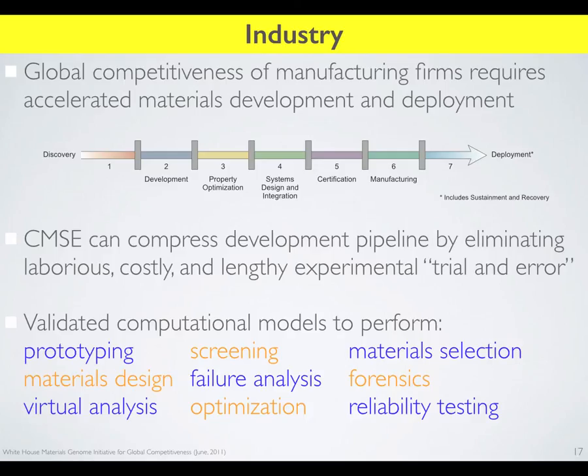For example, in the property optimization chunk of this pipeline, perhaps we can use computational tools to accelerate this optimization of properties, to do high throughput screening of different alloys, different mixtures, different biomolecules, to give you materials with the properties that you desire. One way to think about a niche that CMSE can occupy is to compress this pipeline by eliminating laborious, costly experimental trial and error and doing a lot of this work on the computer. Of course, that doesn't mean you can eliminate experimentation and real-world trials entirely, but you can focus them and move a lot of the expensive, laborious parts of these studies onto the computer, where things are much cheaper and perhaps much faster. So validated computational platforms and models can perform various jobs in industrial materials development and deployment: rapid prototyping, optimization, reliability testing, material selection. These are all things where computation can play an important role.